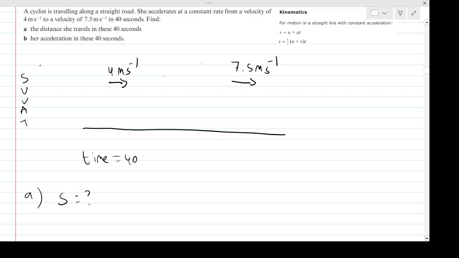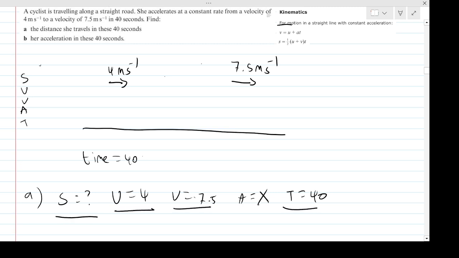U, in SUVAT, is the initial velocity, which is 4. V is the final velocity, which is 7.5. And A is the acceleration. I don't know it and I don't really care at this point, so I'm just going to put an X. And T is the time, which is 40. So what we have is we want to find the displacement S. We've got U, V and T.